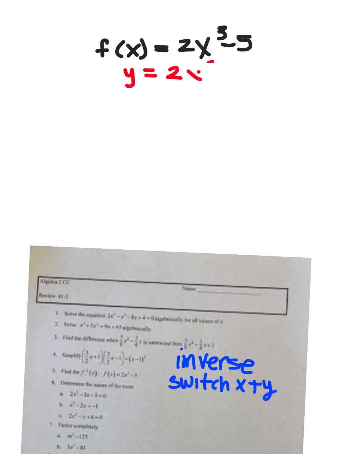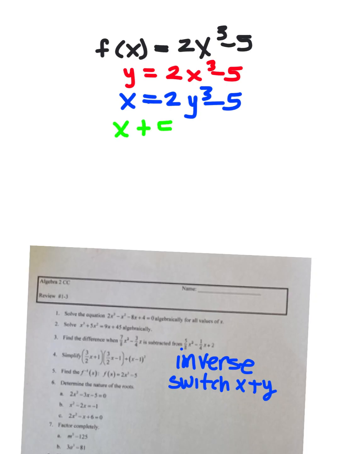All right, so the first thing I'm going to do is change the f of x to y equals. Now I'm going to switch x and y. X equals 2 y to the third minus 5. Now I want to put this back into y equals form. So I'm going to add the 5 over. You can't get rid of the cube root until you get this all by itself. So you have to get rid of the 5 and you have to get rid of the 2 first. All right, so now I'm going to divide by 2. So it's x plus 5, divide by 2, equals y to the third.